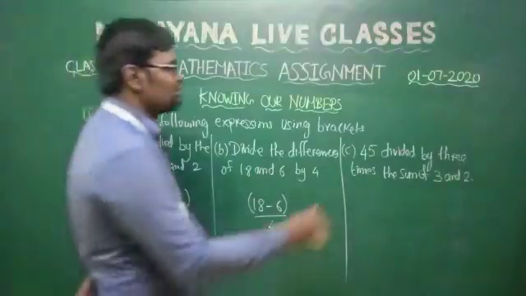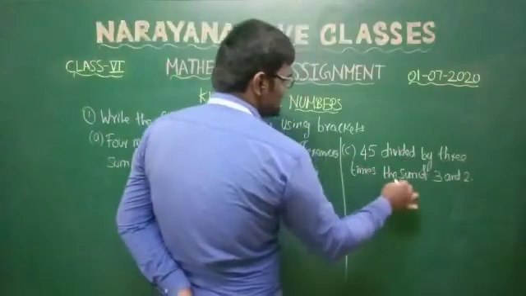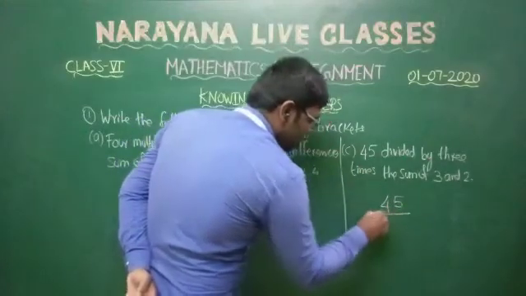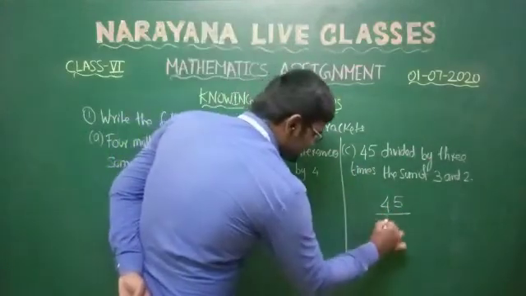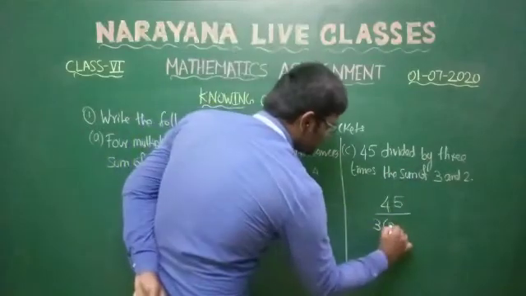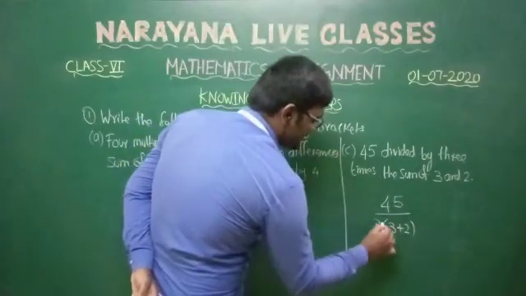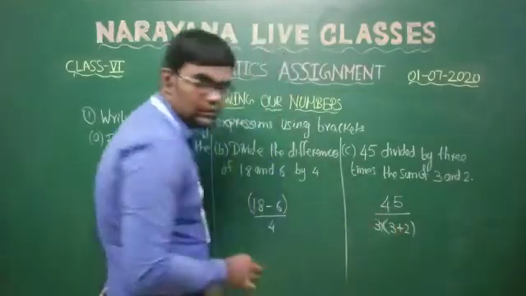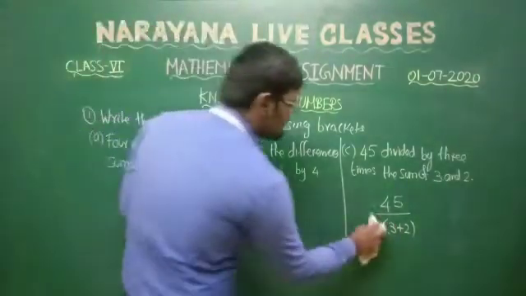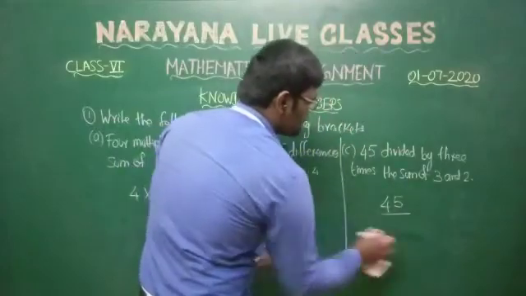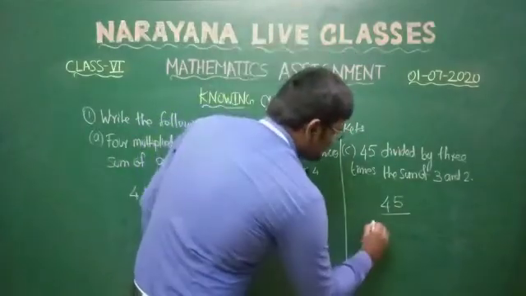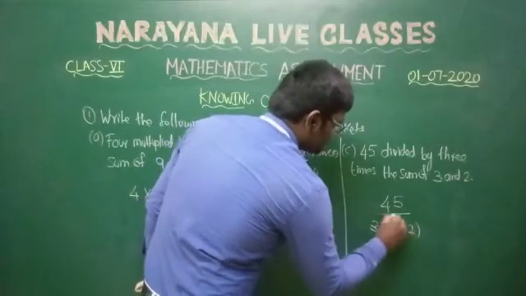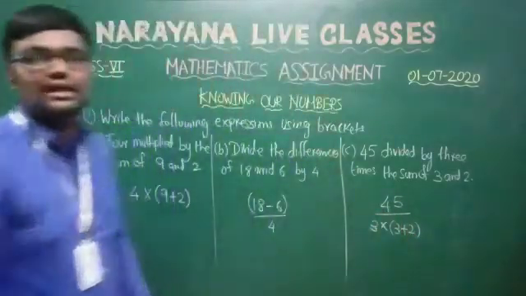And the next one is 45 divided by 3 times the sum of 3 and 2. You can write 3 times without writing a symbol also, or you can mention 3 into. Three times the sum of 3 and 2. Clear students?